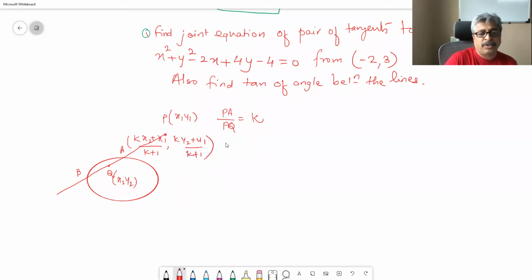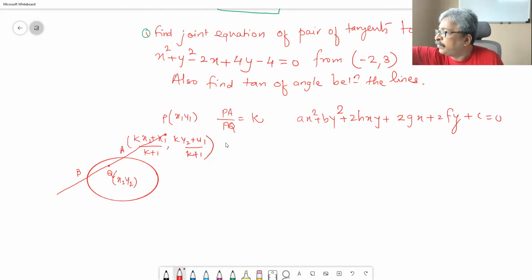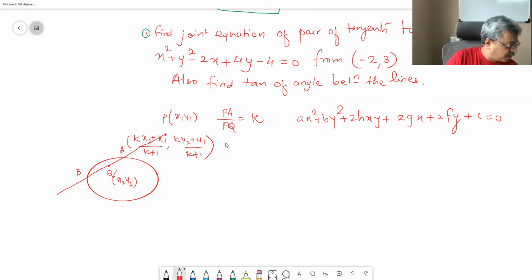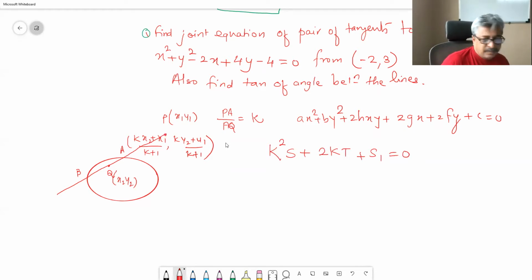And then we put this back into our general equation, ax square plus by square plus 2hxy plus 2gx plus 2fy plus c is equal to 0, right? So we did this and then simplified, and we got a very good relationship. JR equation. And if we simplify it, eventually shortest equation that we had was k square s2 plus 2kt plus s1 is equal to 0. What is s? The general conic. This is the conic s. K square times this, it was s2. K square s2 plus 2 times kt plus s1.